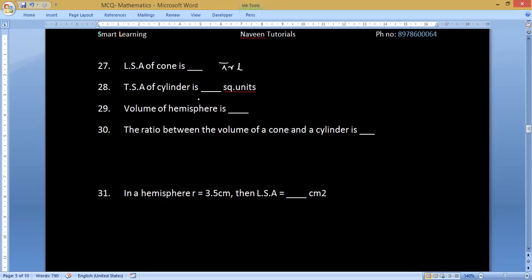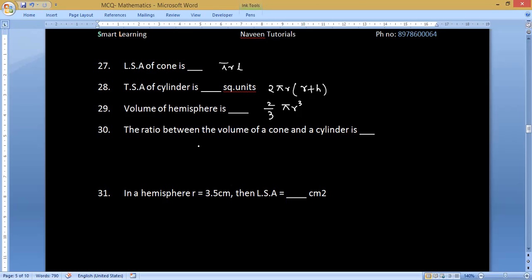Next one is TSA of a cylinder. TSA means total surface area of a cylinder. Total surface area of a cylinder is 2 pi r into r plus h. h is the height of the cylinder, r is the radius, pi is 22 by 7. Next one is volume of a hemisphere. The formula is 2 by 3 pi r cube. r is radius, pi is 22 by 7.